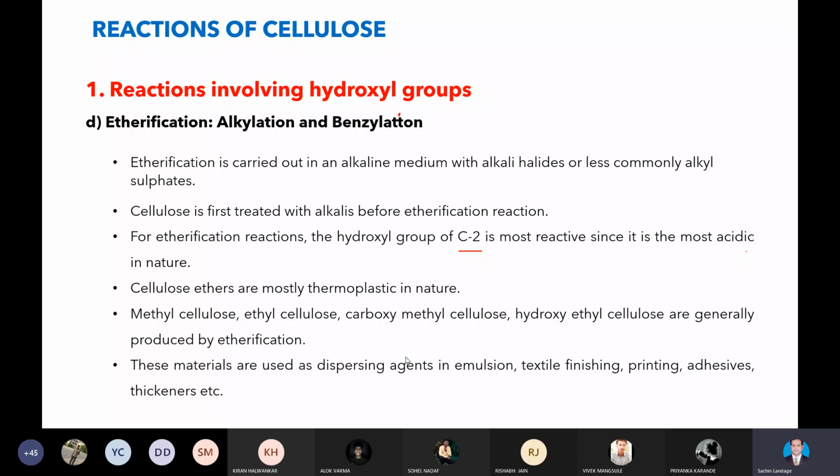Okay, so today we'll stop here, because the next point, oxidation, will take more time. So today we'll stop here.